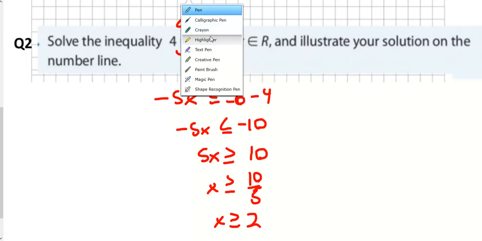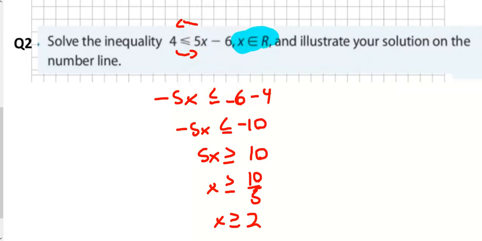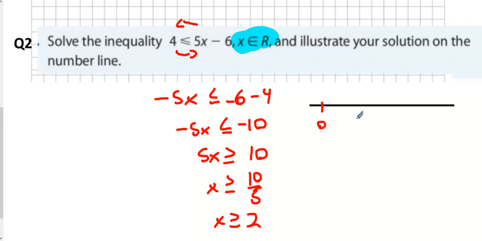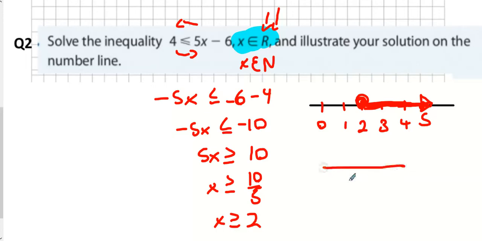Now, please remember it's x element of R for this question. This means when you do your number line, it's going to have to be bigger than 2, all the numbers that are bigger than 2, and include 2 as well. So to include 2, you do a filled-in dot, and remember all fractions and decimals are included because it's element of R, and you shade in the line and you draw an arrow like so. If this was x element of N or Z, you would just have points and you wouldn't have a shaded-in line. Okay, so just remember that.